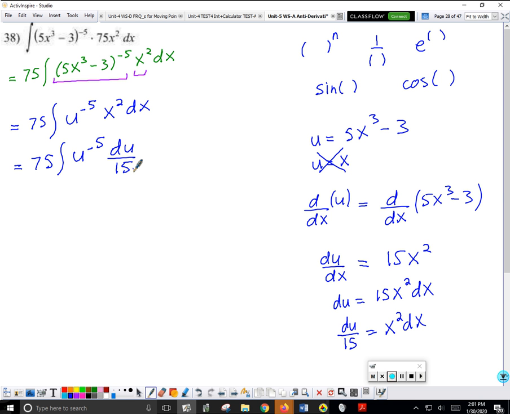The 15 is a multiplying constant. So 75 over 15. And it's a math class, so of course the division works out perfect. Unlike the real world, but whatever.